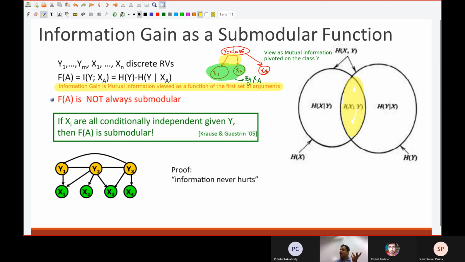Are they really independent? The features are not independent. There could be a lot of correlation between the features. But given the class label, if these features are designed such that they are independent of each other, then you can claim that this information gain is submodular. So F of A is not always submodular.